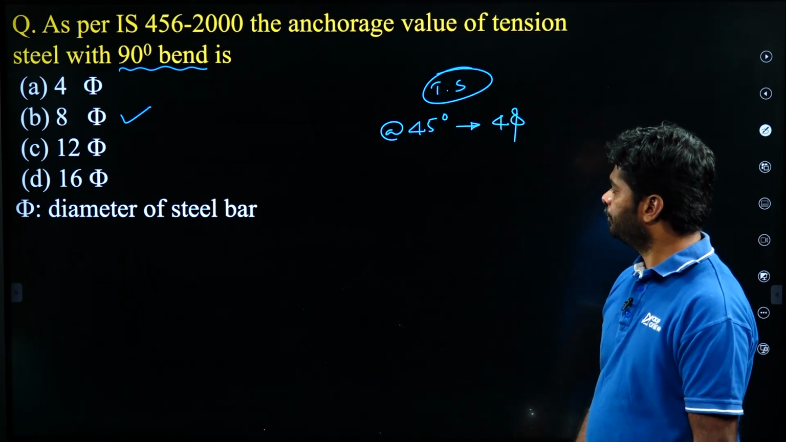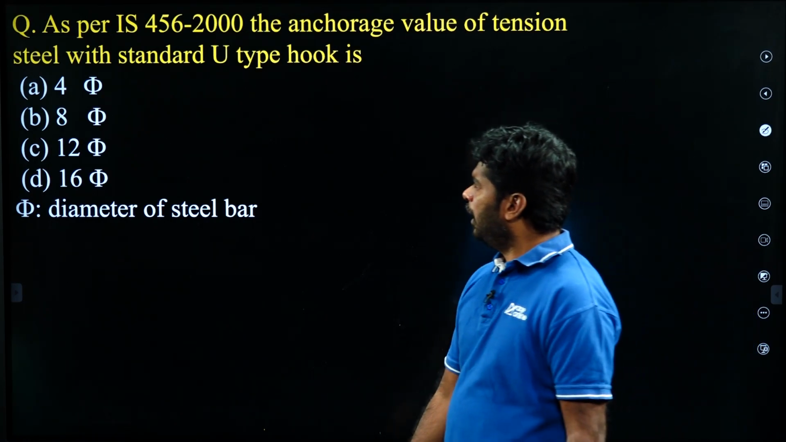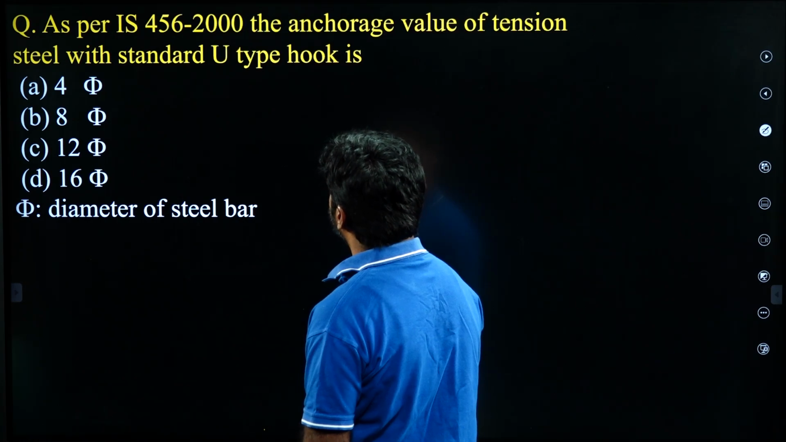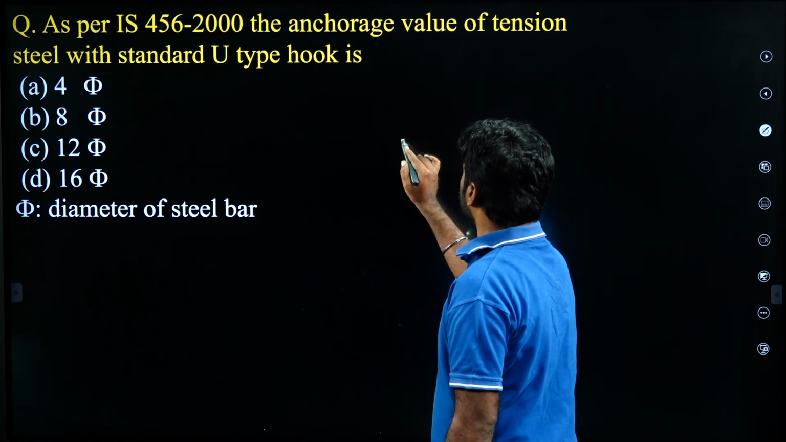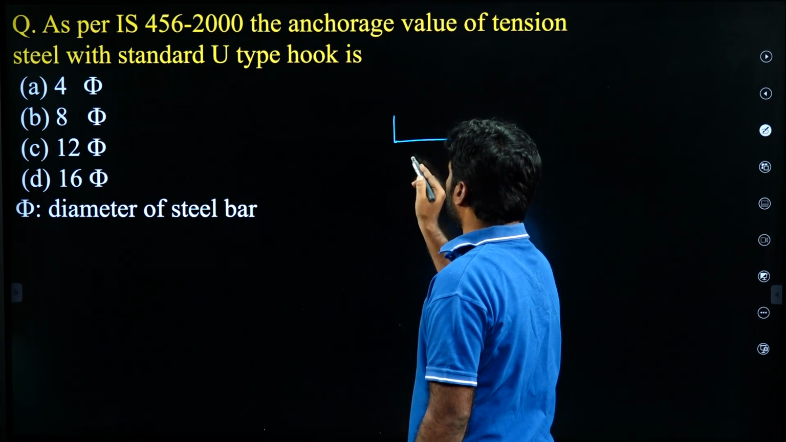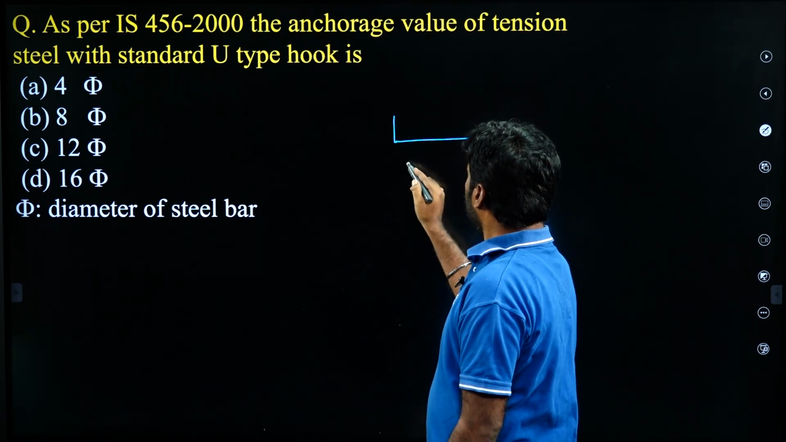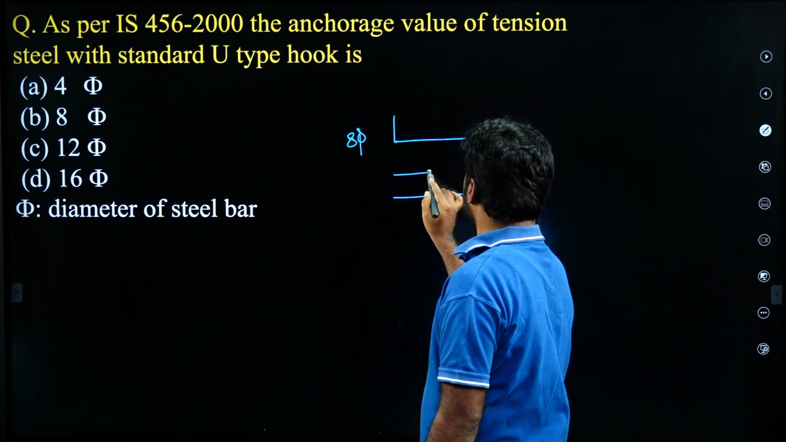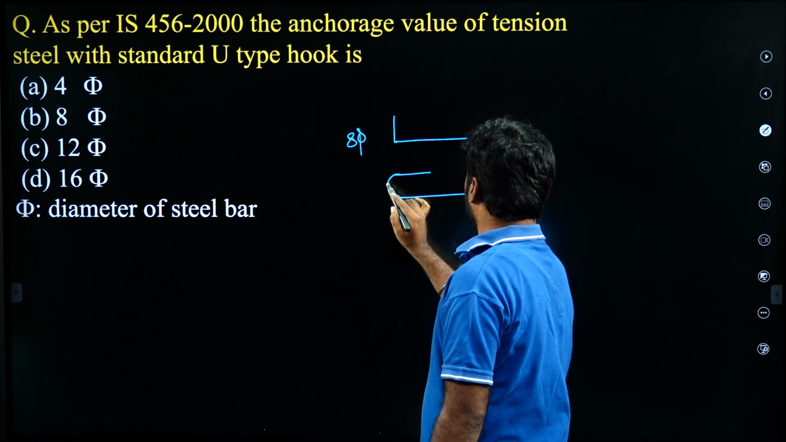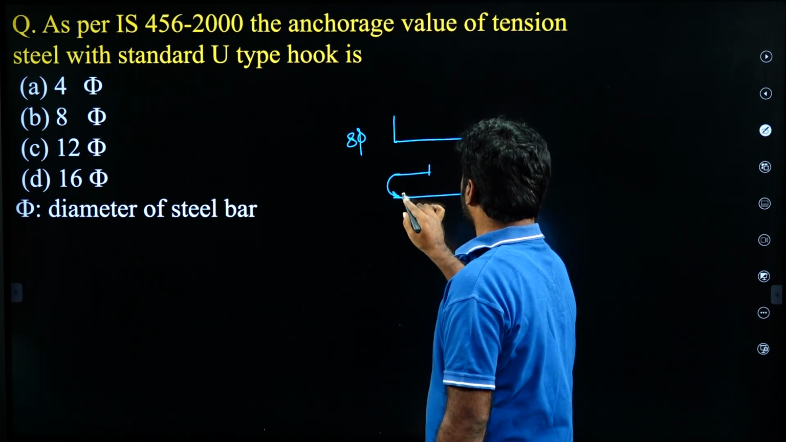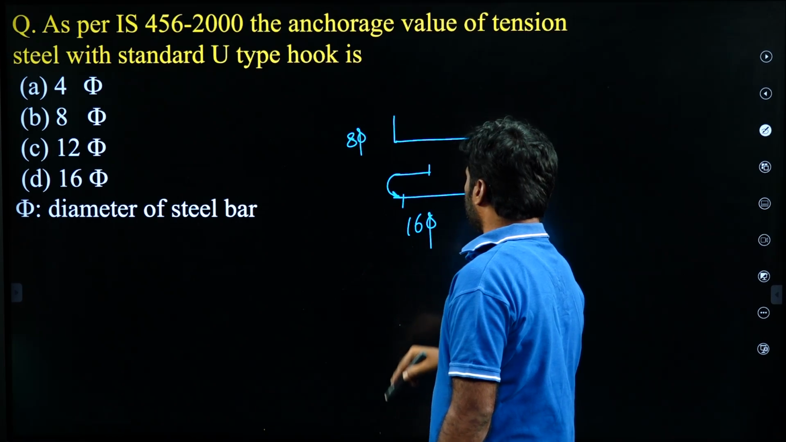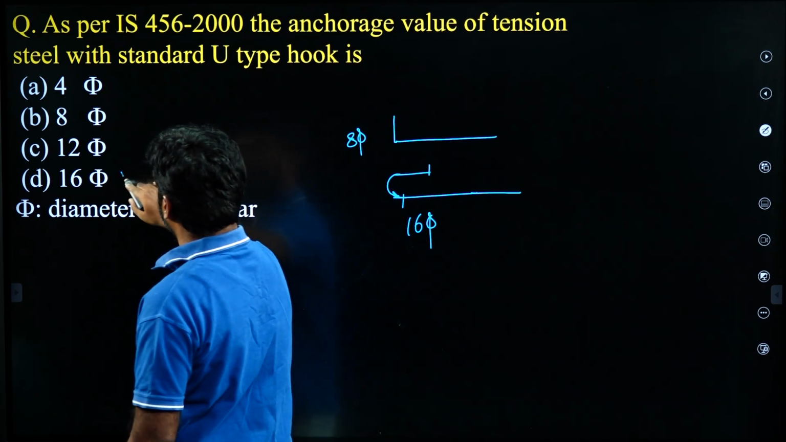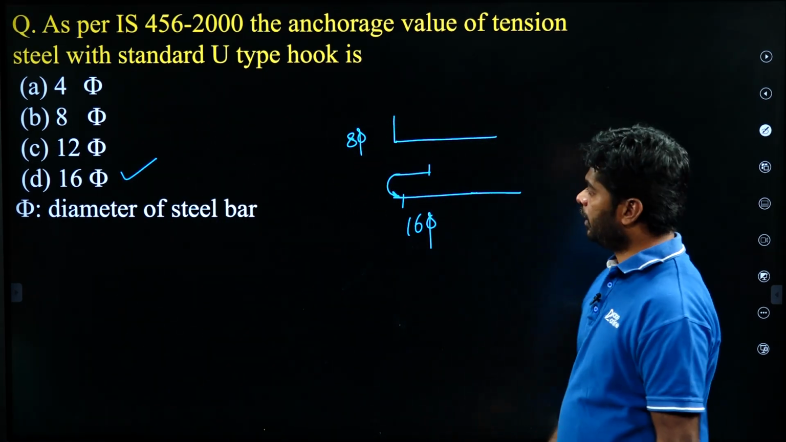Next, as per IS 456-2000, the anchorage value of tension steel with the standard U-type hook. A 90 degrees bend gives anchorage value 8 times the diameter of the bar. A standard U-type hook means a 180 degrees bend, and for this we can provide an anchorage value of 16 times the diameter of the bar. Option D is correct. Next question.